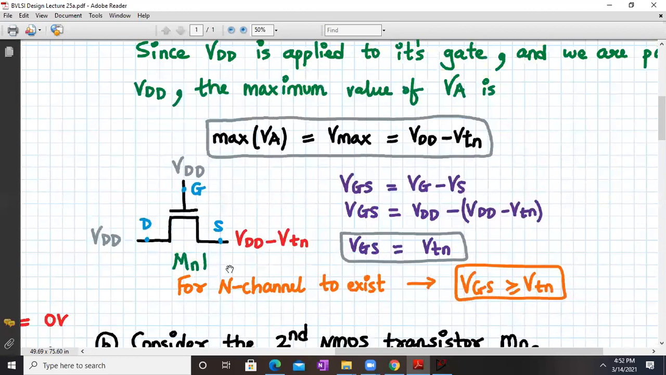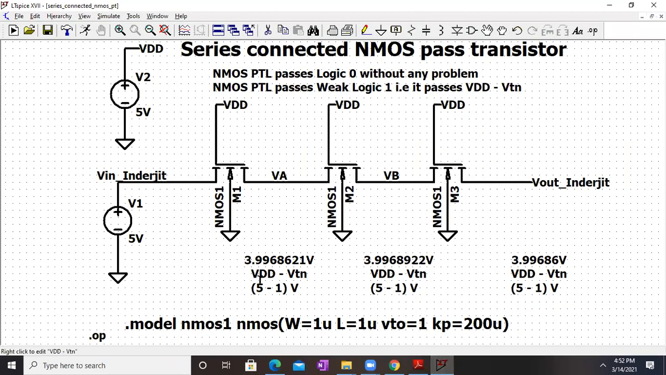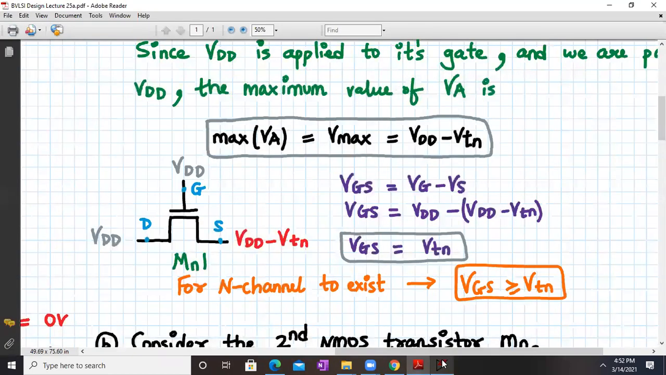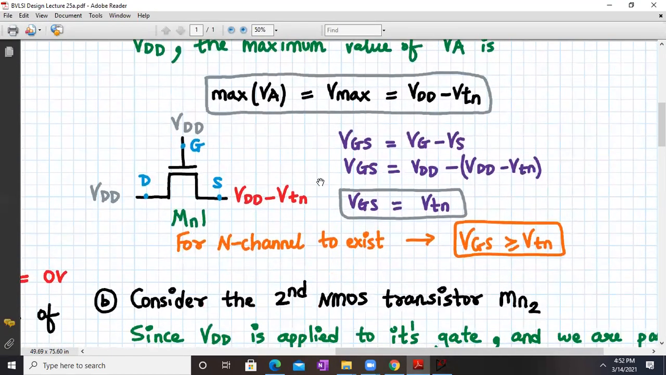So the maximum value VA at the output of your first transistor will be Vmax, which is VDD minus VTN. And hence we were getting it in the LTspice simulation also: we got the VDD minus VTN value, which is 3.9968, which should be 4 volt actually, but we are getting 3.9968. So this is the reason for the first transistor.